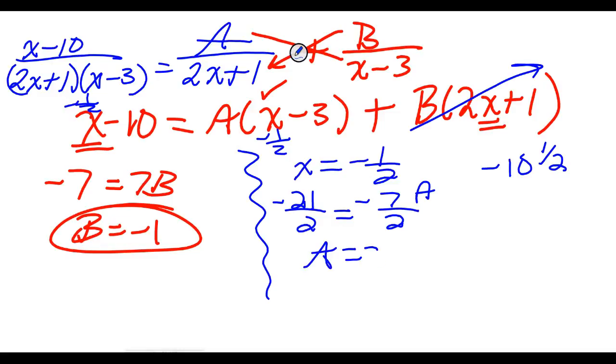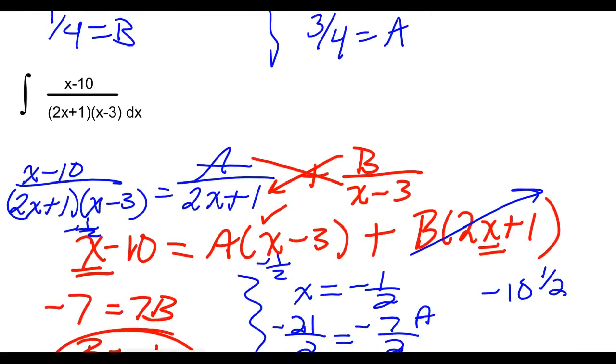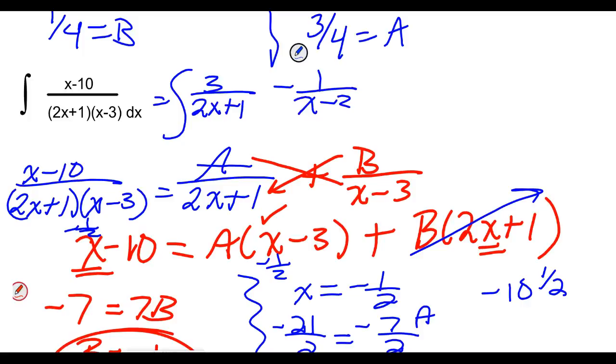A is 3. So let's go back up and answer the question. Back up to the top. This is going to be, what did we say? It was 3 over 2x plus 1, right? And then minus 1 over x minus 3, or you could do plus and negative if you fancy it.